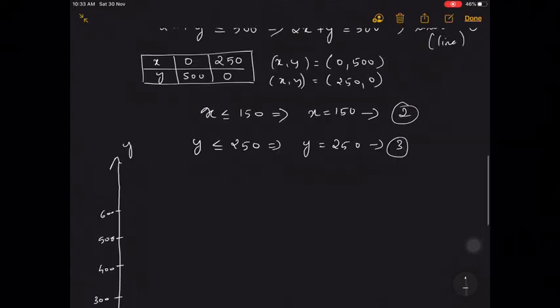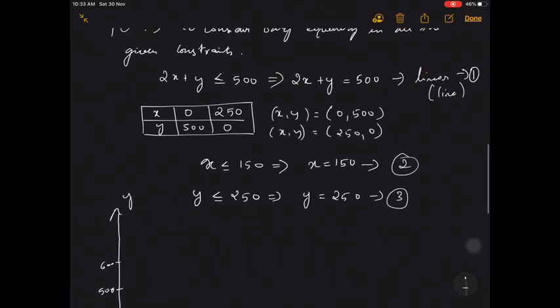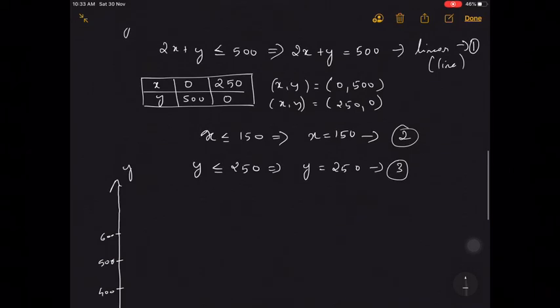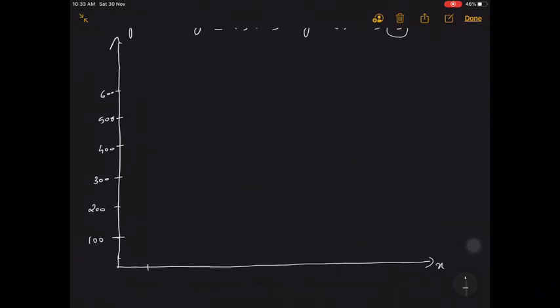Now along the y-axis we have taken values, and then along the x-axis we have to take values. The maximum value that x can take is 500 here as well. So we'll take in terms of hundreds: 100, 200, 300. When you are drawing it on the graph, make sure that the length of each unit is equal. Next is 400, 500, 600, and so on.